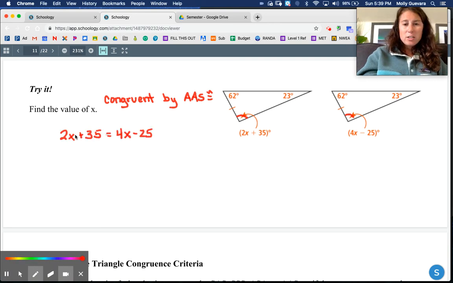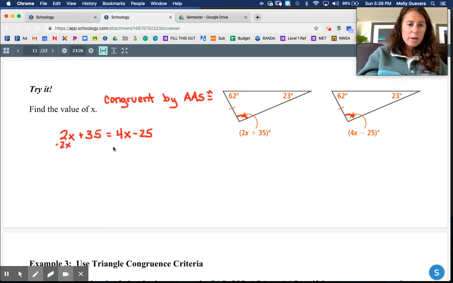All right, so let's look at this. Hopefully we started by setting these two expressions equal to each other since I know that these angles are equal. Okay, if I subtract my 2x from both sides, I'm left with 35 equals 2x minus 25. Add 25 to both sides, and I get 60 equals 2x. Divide by 2, divide by 2, 30 equals x.